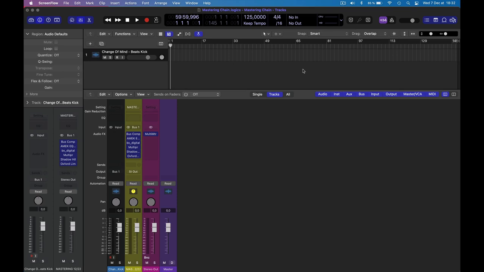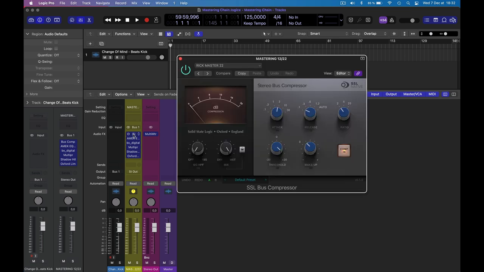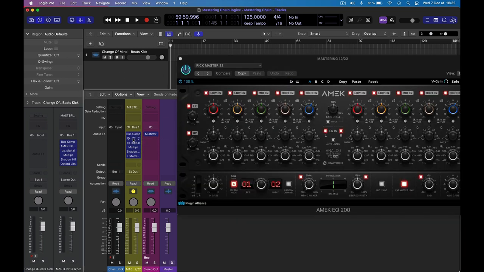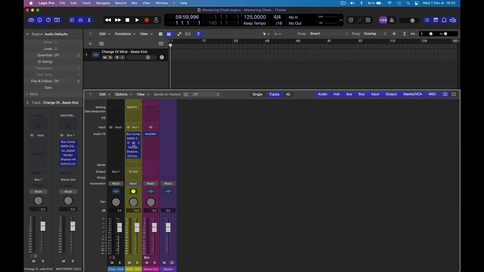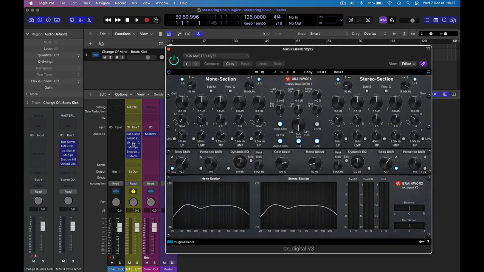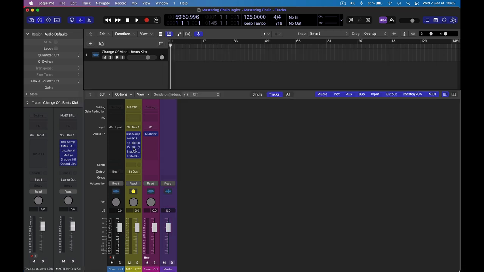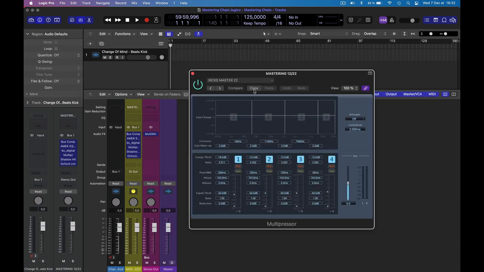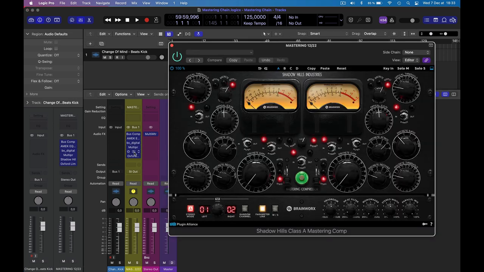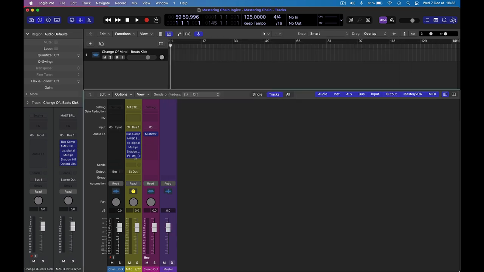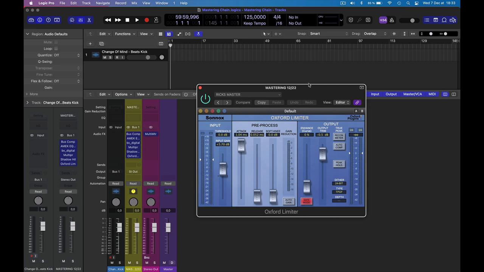Here we're going to be talking about my mastering chain. So here is the first plugin I use. It's the SSL bus compressor, which is fantastic. And then the second one is the AMEC EQ200. Then the third one is the BX Digital V3. Number four is a multipressor. Number five is the Shadow Hills Class A mastering comp, which is fantastic. Finally, the Oxford limiter, which is fantastic.